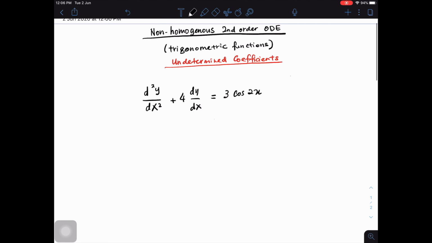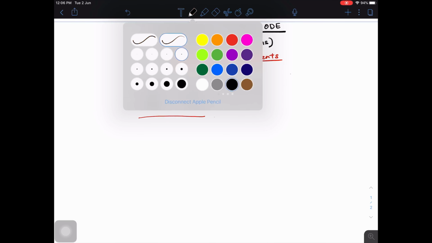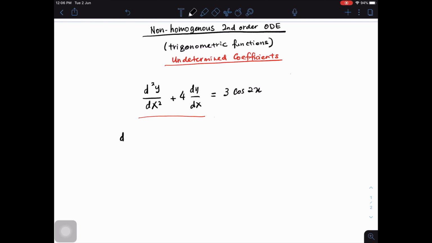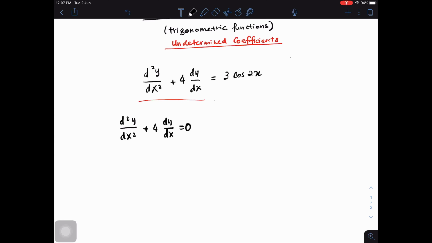So to solve this type of equation by using undetermined coefficient method, you need to find what is yc and yp. To find yc, let us solve this part first. We make it a homogeneous second order DE, so it will be d square y dx square plus 4 dy over dx equal to 0 because we want it to be homogeneous. Then we turn it to be the characteristic equation. So we have lambda square plus 4 lambda equal to 0. So our A is equal to 1, our B is equal to 4, and our C is equal to 0.